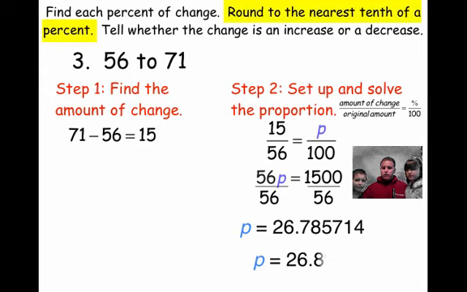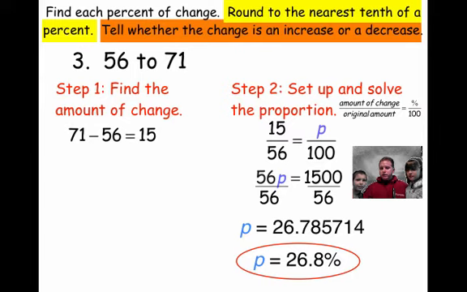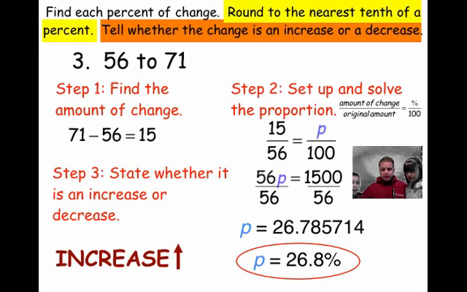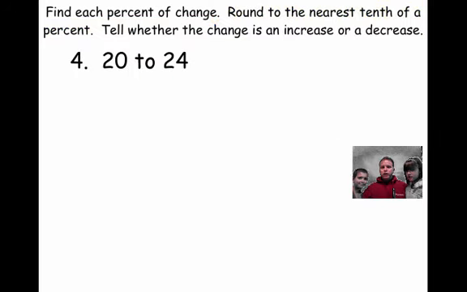So we'll get 26.8%. And was that an increase or a decrease? I think that was an increase this time. So if you go from 56 to 71, that's definitely an increase. Okay, why don't you see if you can solve this problem all on your own.